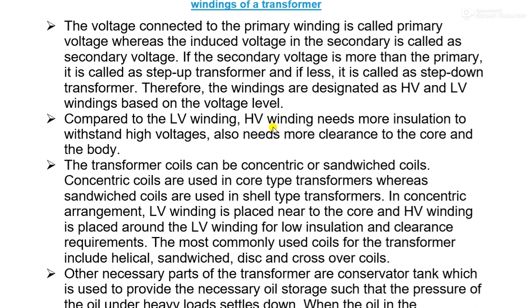The transformer coils can be concentric or sandwiched coils. Concentric coils are used in a core type transformer, whereas sandwiched coils are used in a shell type transformer. In a concentric arrangement, the low voltage winding is placed near the core, next to the high voltage winding.